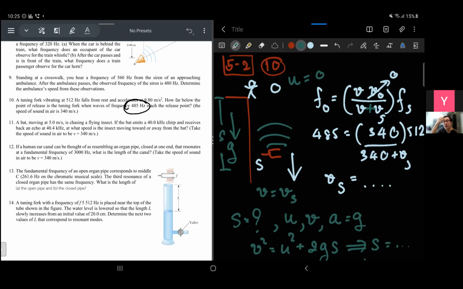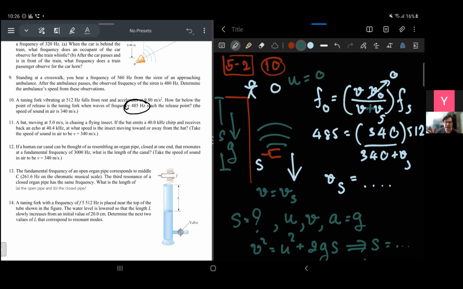All in all, think of it as a two-step process. In the first step, you apply the Doppler effect to figure out at what speed you will hear the given frequency of 485. Then in the second step, because you want to know how far down the dropping tuning fork will reach that speed, you use the kinematic equations. This kind of question can have alternatives. They might ask how long after you drop the tuning fork, then you just change the parameter s into t, if you want to know how long it takes to hear that frequency, and so on. Not too bad.